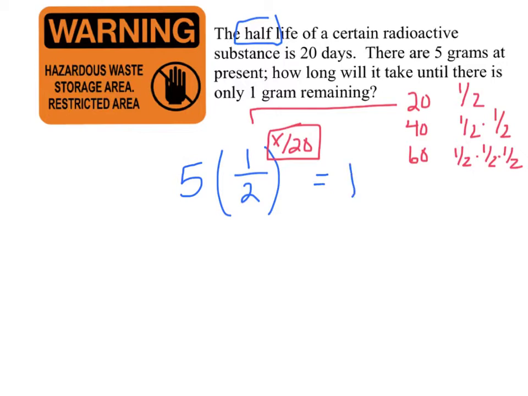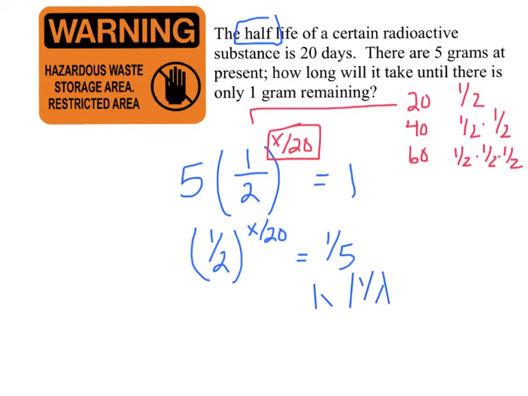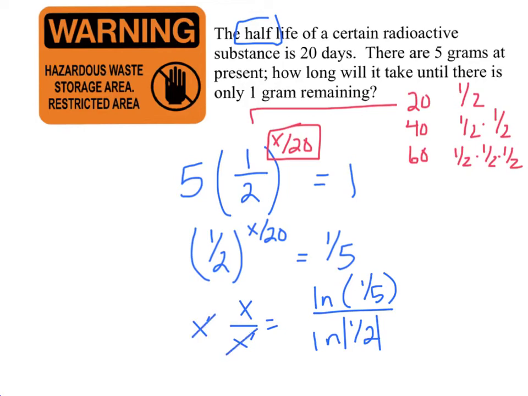Doing a little bit of algebra, divide both sides by 5. Then we're going to use logs to solve it. So I have the natural log of 1/5 divided by the natural log of 1/2. Now in the previous slide that was always just equal to x. Of course here it'll be equal to x over 20. So to solve for x, we'll simply multiply both sides by 20. And there's our answer.